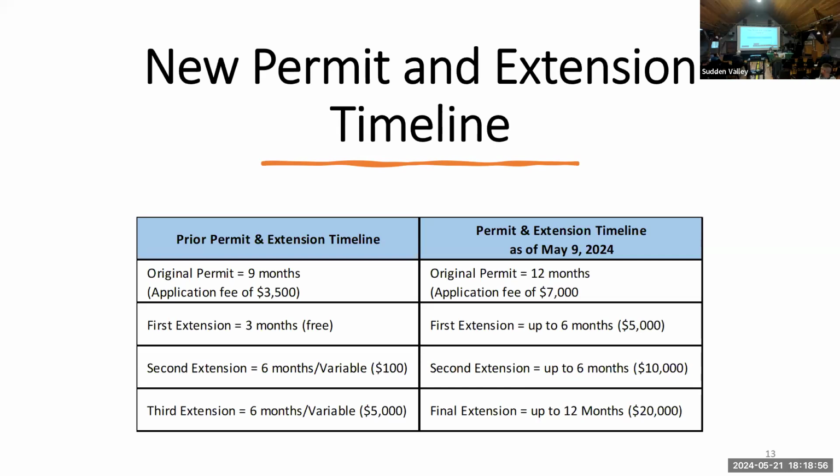The second extension is also up to 6 months. It costs $10,000. The third extension is for a year, and it's called a final extension. And that extension is for $20,000. Now, let me tell you a little bit of the logic behind this, because these are big numbers.